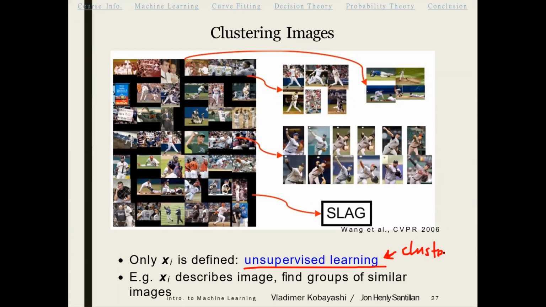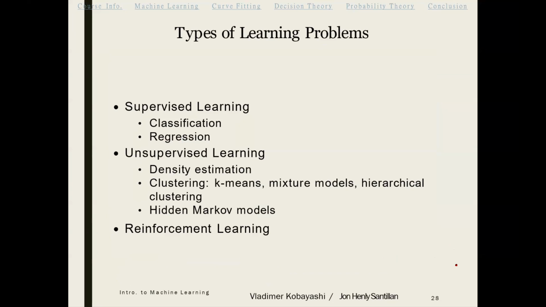Kasi nga, wala tayong output na gustong i-predict. So we have this taxonomy: supervised learning, with classification and regression; unsupervised, with density estimation, clustering, hidden Markov models. And there's also a third type, which is what we call reinforcement learning. Hopefully, we'll be able to touch all of this in our subject.